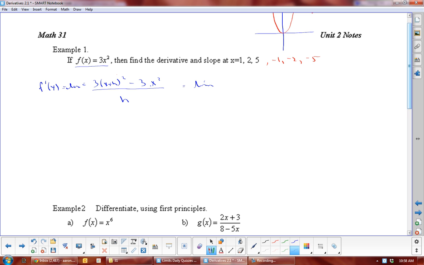Equals the limit as h goes to 0. Remember, we want to get that difference, that h, as small as possible, so we want to approach 0. So that would be 3, and then if we FOIL this, it'd be x squared plus 2xh plus h squared. And then this one is just going to be minus 3x squared, and this is all over h.